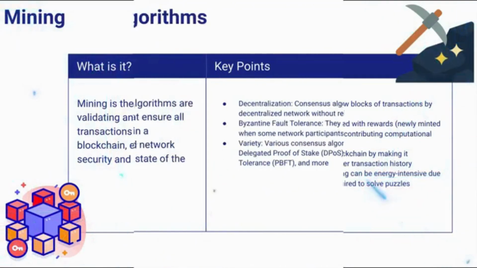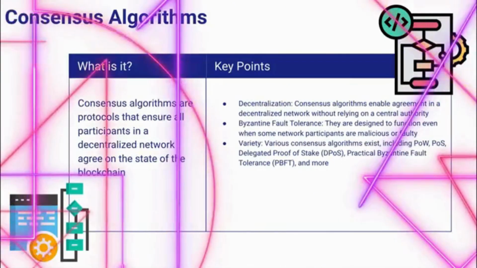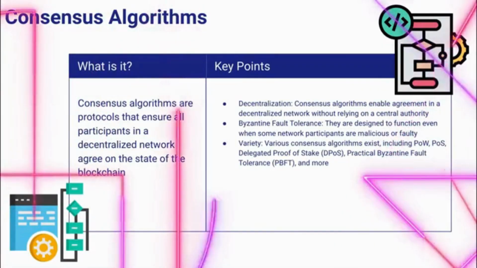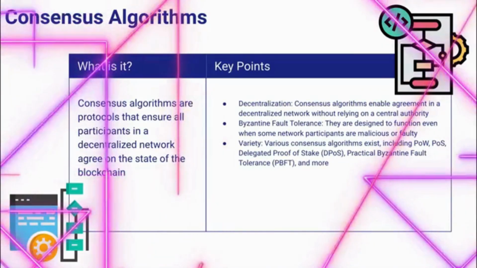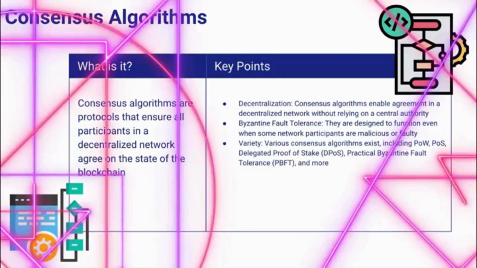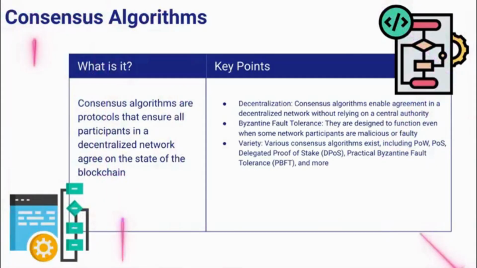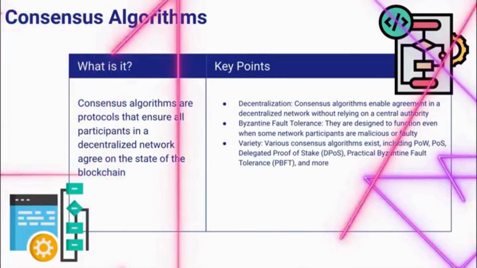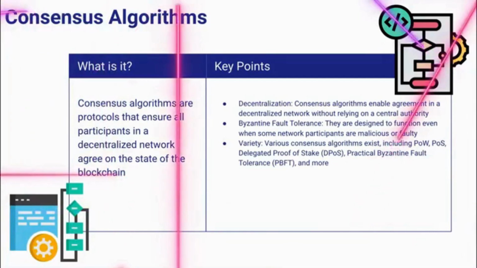Now let's move on to consensus algorithms. Consensus algorithms are protocols that ensure all participants in a decentralized network agree on the state of the blockchain. They prevent issues like double spending and maintain the integrity of the blockchain's transaction history. Different consensus algorithms have different ways of achieving this agreement.